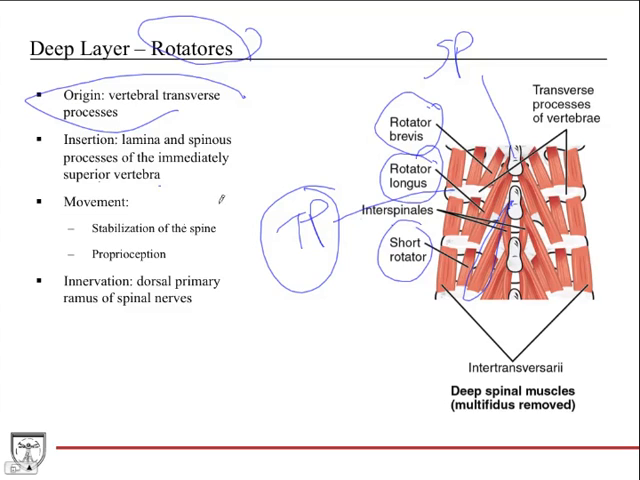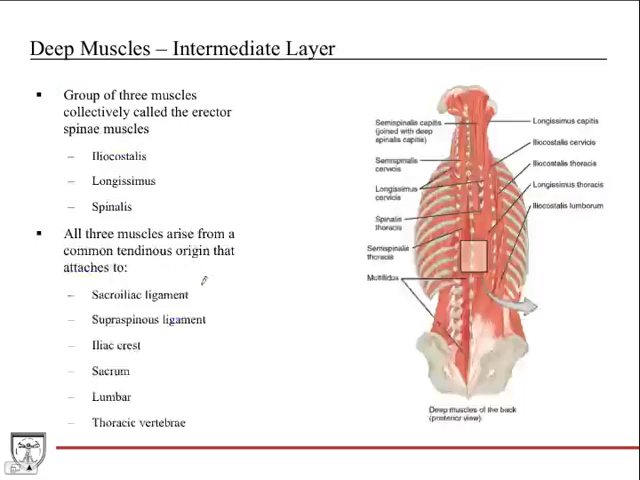Now, what's their function? Stabilization of the spine. Again, they're these small muscles that kind of just help keep the spine stable. They're also thought to have a proprioception function, so helping the body know where it is in space. And then the innervation is the dorsal primary ramus of spinal nerves again.